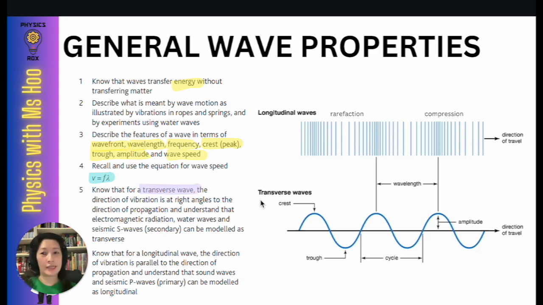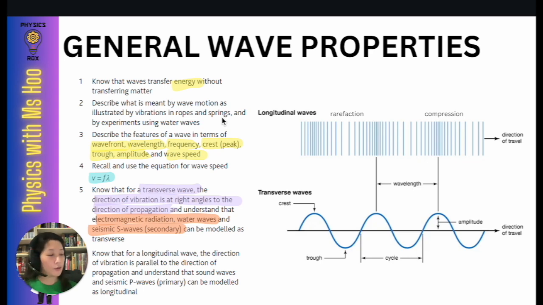So, like I mentioned earlier, this is related to number 2 in terms of the wave motion. The direction of vibration of the wave particles is right angle to the direction of propagation. So sometimes we use ropes and springs to demonstrate these directions of vibrations, and you should also be able to relate this in terms of experiments using water waves. Now you also need to know that transverse waves include electromagnetic waves, water waves, as well as seismic S waves, which are the secondary waves.